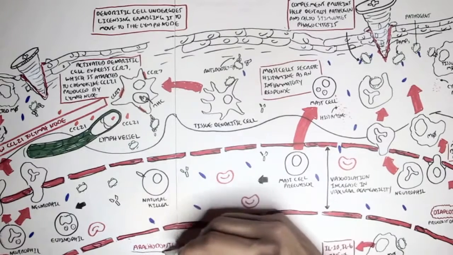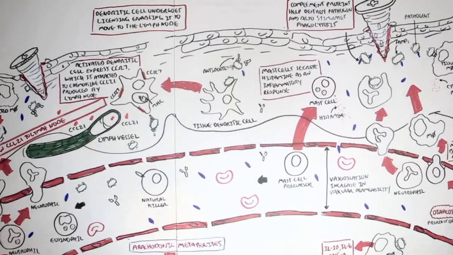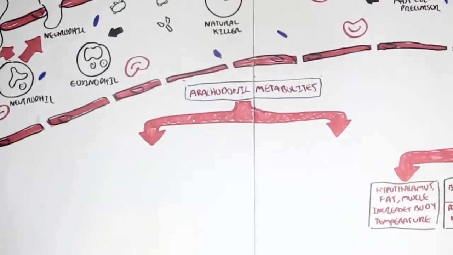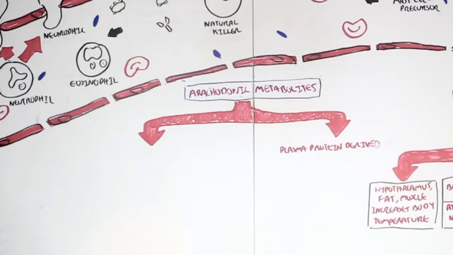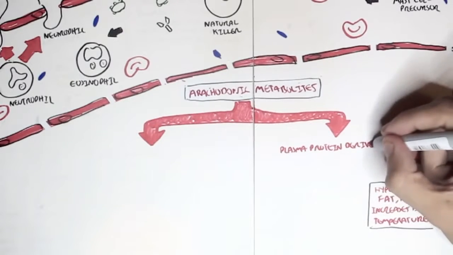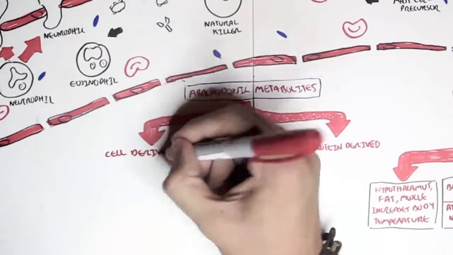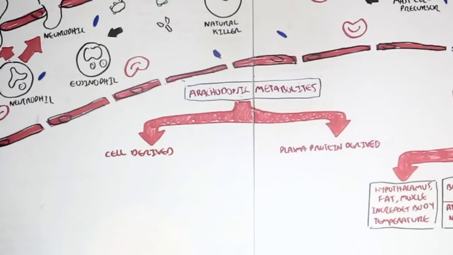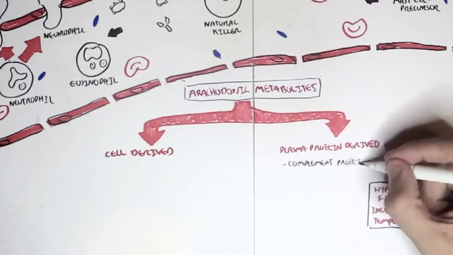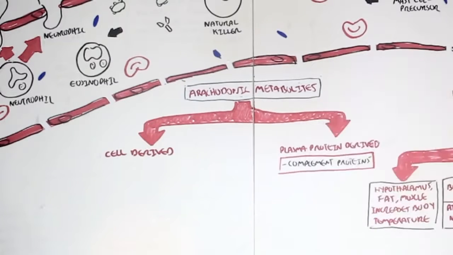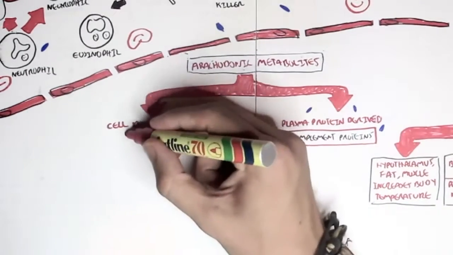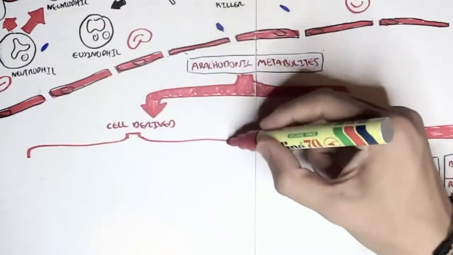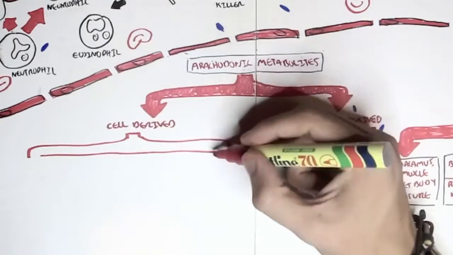So here I wrote arachidonic metabolites. This is a mistake. This should say inflammatory mediators. And there are two types of inflammatory mediators. There are plasma protein derived mediators, and there are also cell derived mediators. A good example of a plasma protein derived inflammatory mediator is the complement proteins, which we have already learned a bit about. Now these are plasma protein derived because they travel through the plasma and go into the site of infection, infiltration, etc. to promote the immune response.